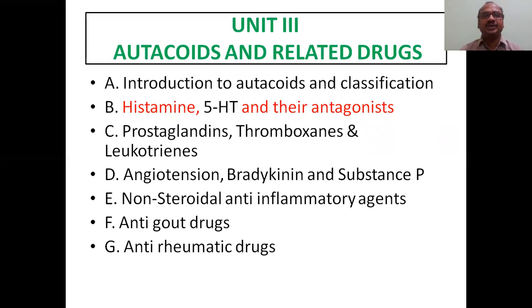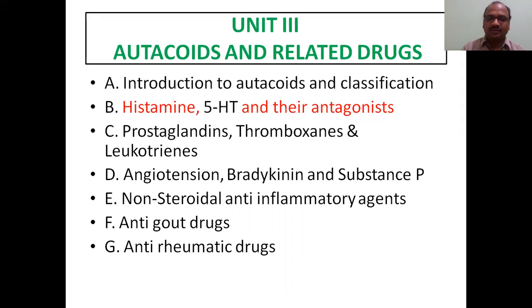This is your third unit, autacoids and related drugs. Introduction to autacoids and classification is already over. Histamine is one of the autacoids. Keep that in your mind, it is a very, very important point. Don't forget, all these chapter names are autacoids only: 5-HT, serotonin, prostaglandins, thromboxanes, leukotrienes.